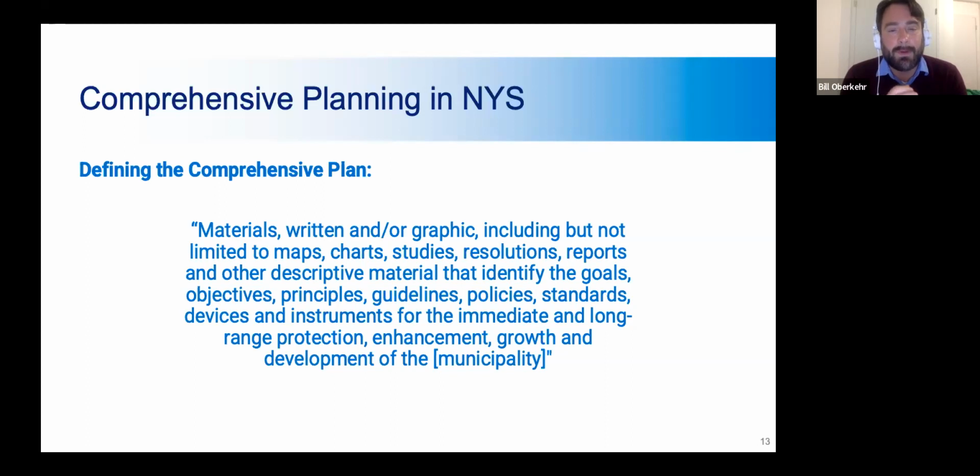So when defining comprehensive plan, we're going to define that as materials written and or graphic, including but not limited to maps, charts, studies, resolutions, reports, and other descriptive material that identify the goals, objective principles, guidelines, policies, standards, and devices and instruments for immediate and long-range protection, enhancement, growth, and development of the municipality. It's a mouthful.